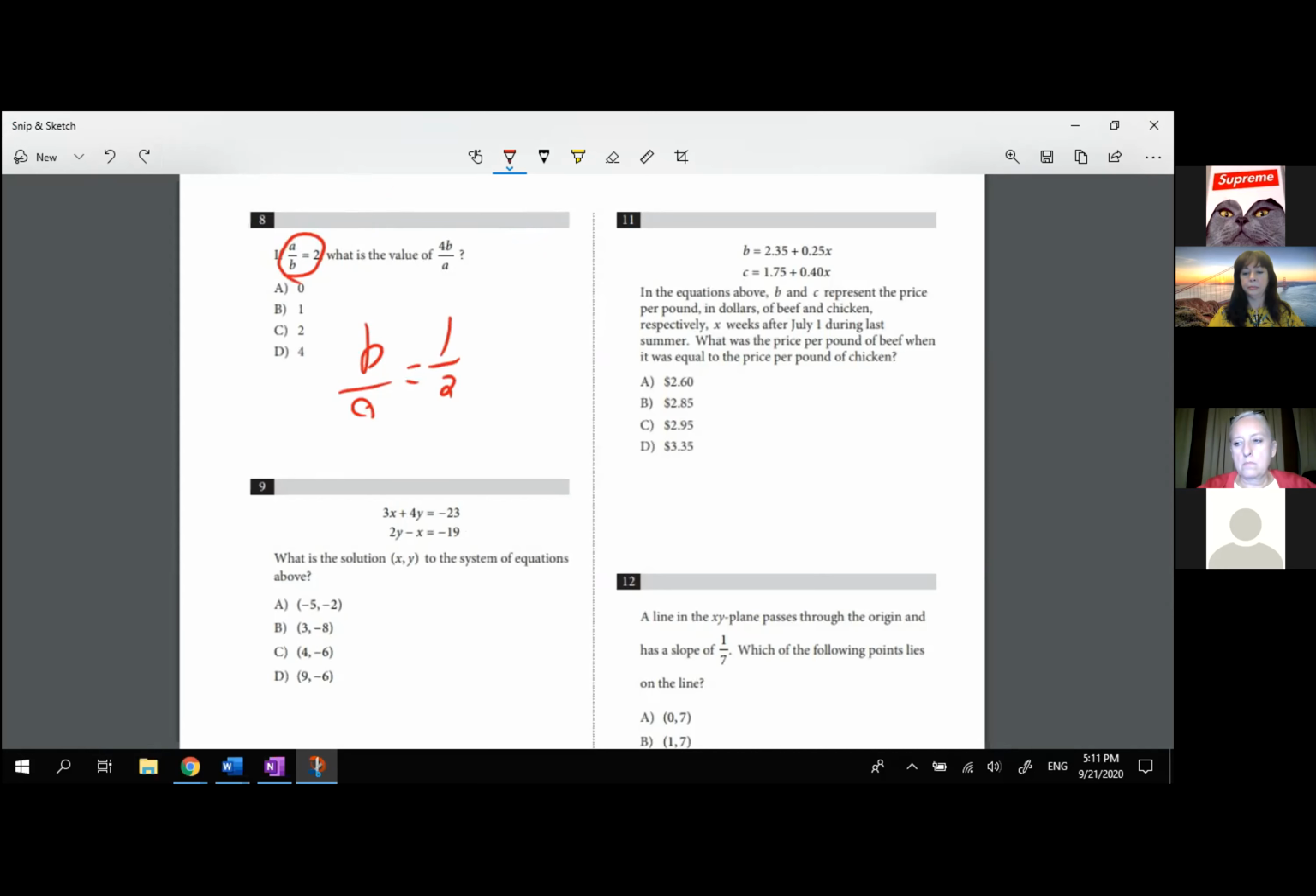So let's go ahead and plug that into this equation right here. So B equals 1 and A equals 2. So we get 4 times 1 over 2. And it's asking what is the value of 4B over A. 4 times 1 over 2, that goes 4 over 2. And 4 over 2, as we know, is 2. So the correct answer here is C.